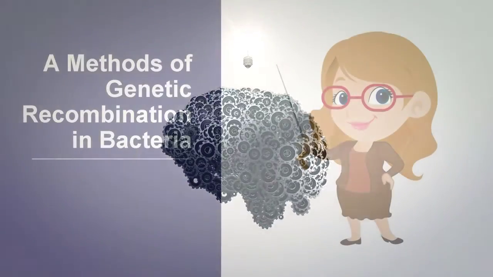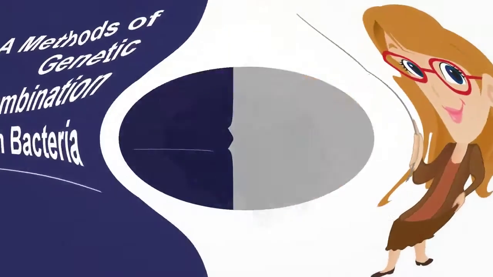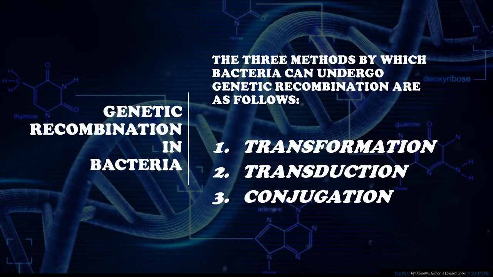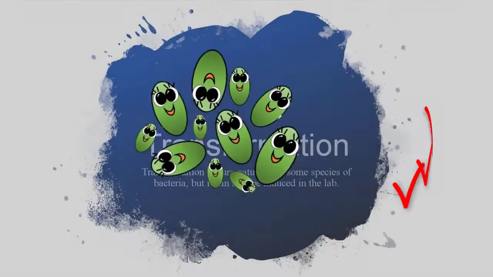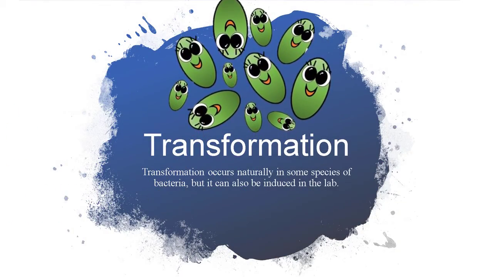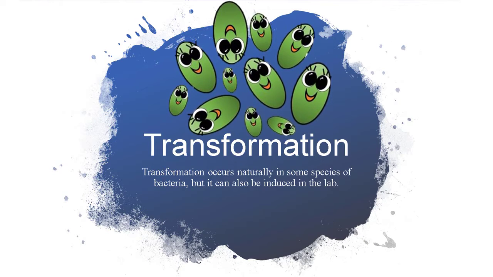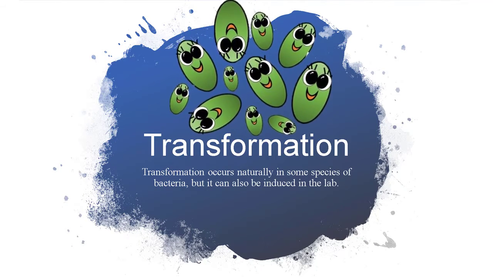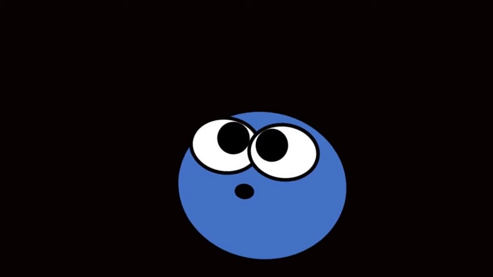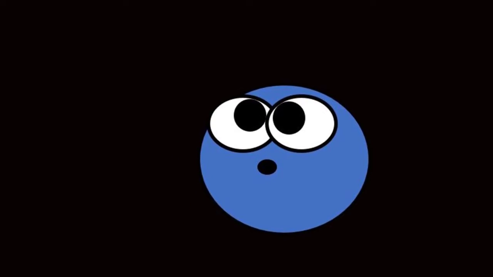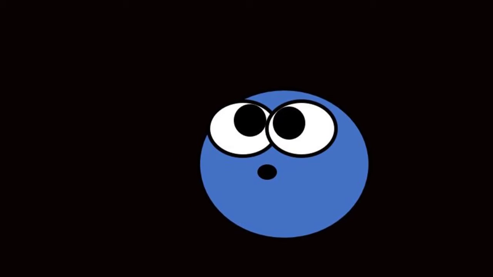Methods of genetic recombination in bacteria. There are three methods by which bacteria can undergo genetic recombination: transformation, transduction, and conjugation. Transformation occurs naturally in some species of bacteria, but it can also be induced in the lab. In order for transformation to occur, competency must be induced.